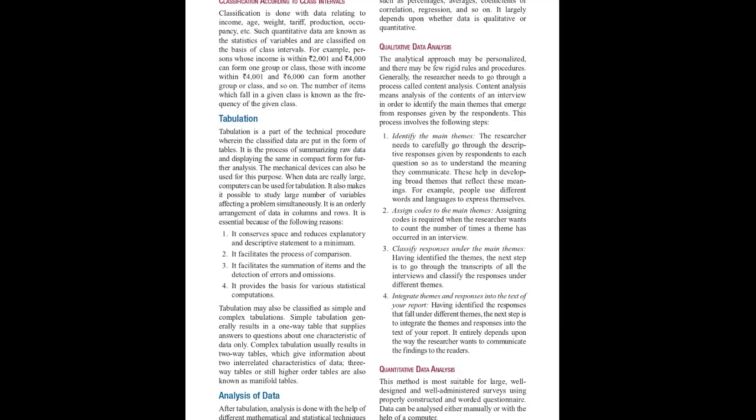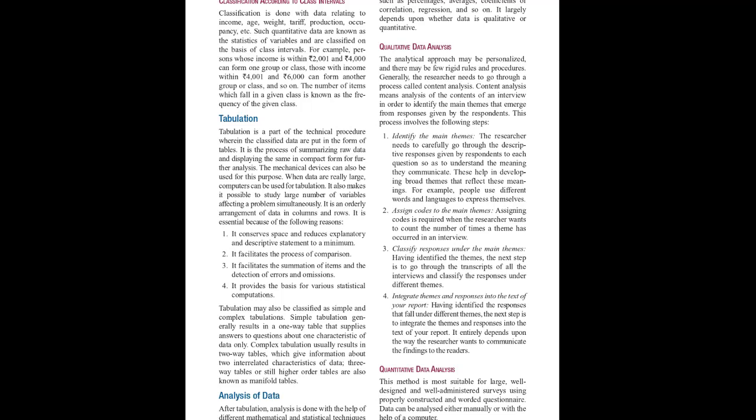Classification according to class intervals. Classification is done with data relating to income, age, weight, tariff, production, occupancy, etc. Such quantitative data are known as the statistics of variables and are classified on the basis of class intervals. For example, persons whose income is within 2001 and 4000 can form one group or class. Those with income within 4001 and 6000 can form another group or class, and so on. The number of items which fall in a given class is known as the frequency of the given class.